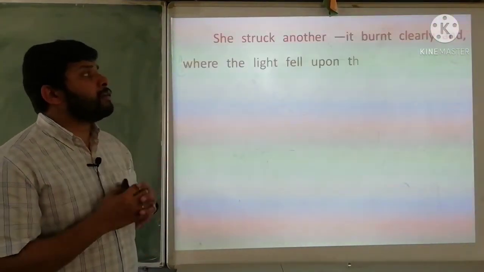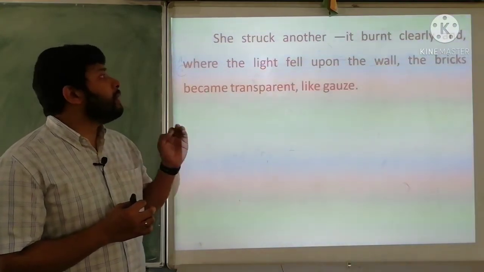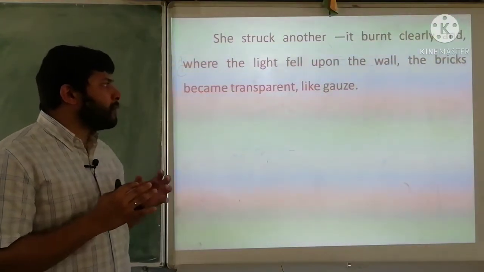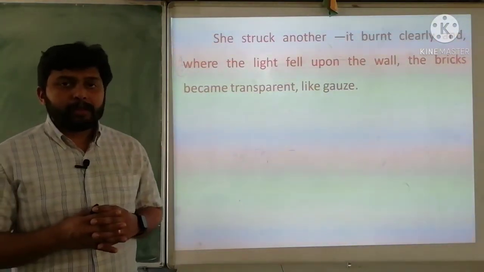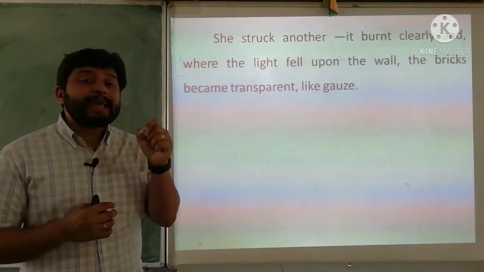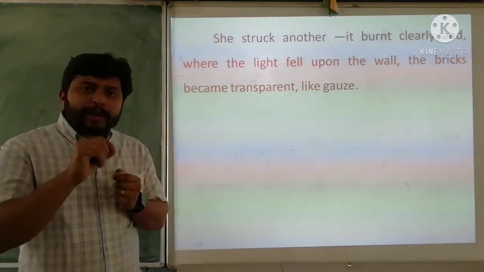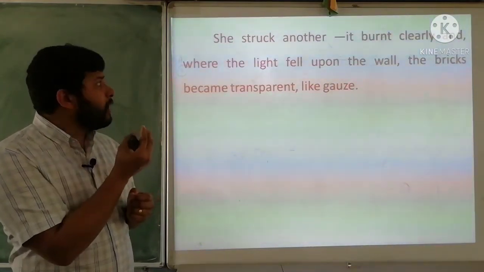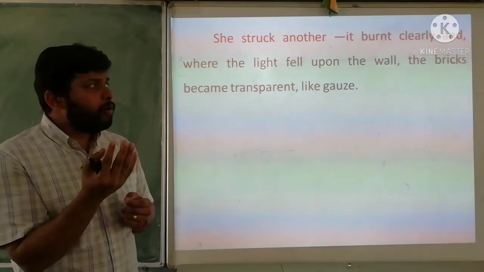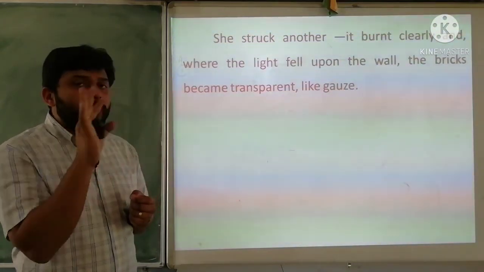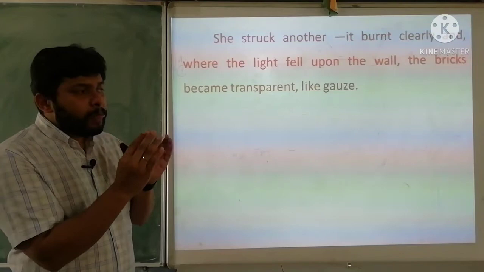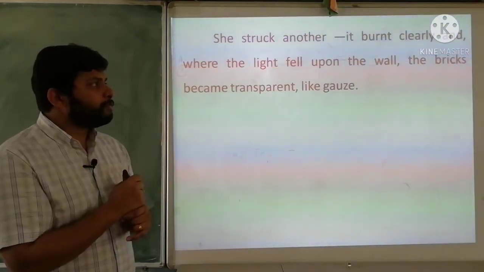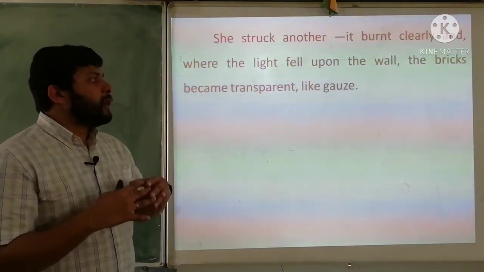She struck another. It burned clearly, and where the light fell upon the wall, the bricks became transparent like gauze. Now what happened? She took the second matchstick. She just struck it, and it produced the light. It burned clearly, and where did the light fall? The light fell upon the wall, because as I have already told you, she was sitting at the corner of a building. So the light fell upon the wall. The bricks became transparent like gauze.